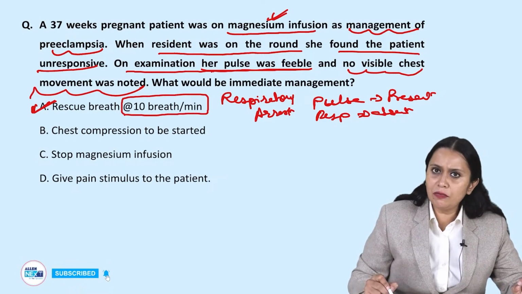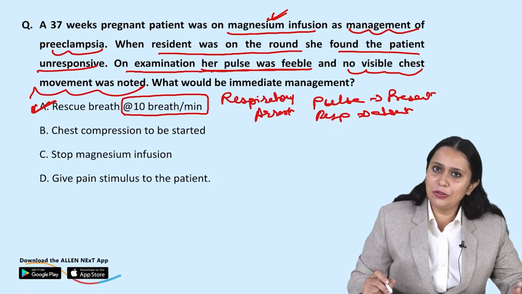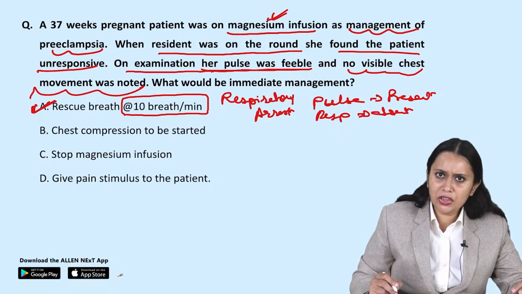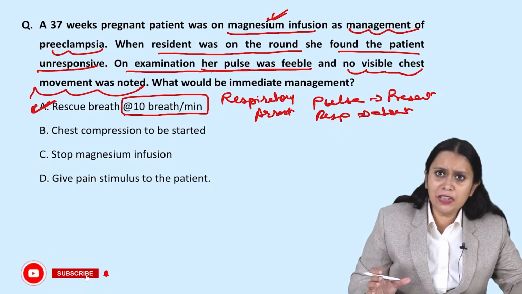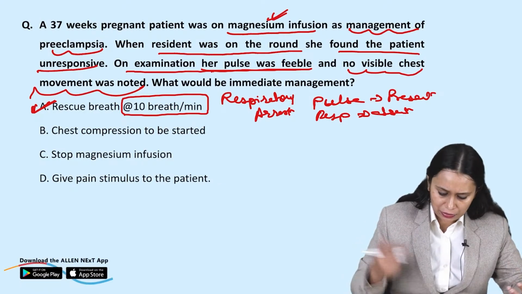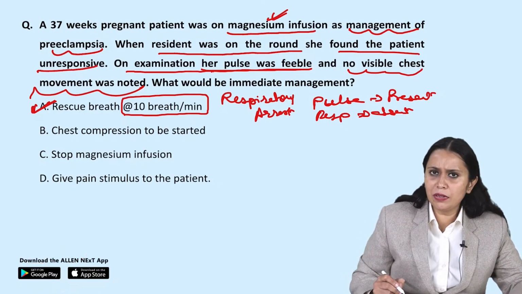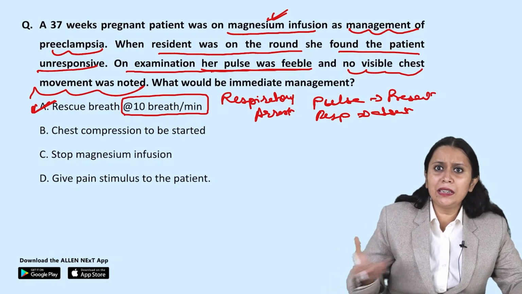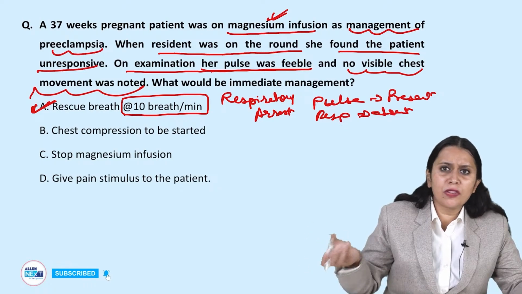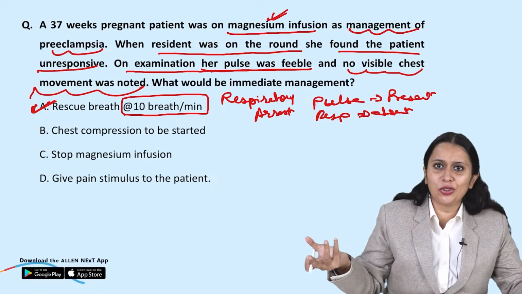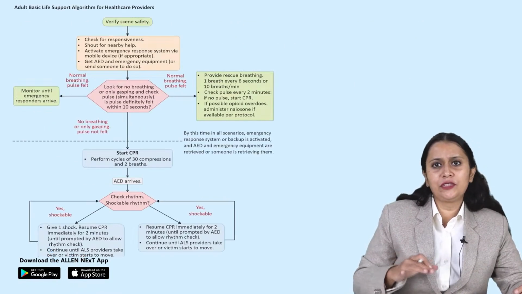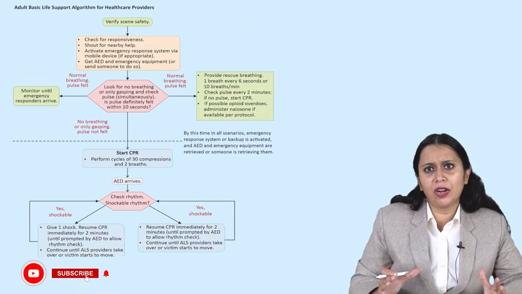Chest compression would have been started if pulse was also not present, but pulse was there, so we will not start chest compression. Stop magnesium infusion is not a priority. We will stop it, but first we have to start ventilation. So the option should be rescue breath. And giving pain stimulus, well, the patient is already unresponsive, so a stimulus must have been given. Giving further stimulus will not do the job. So the answer is A.